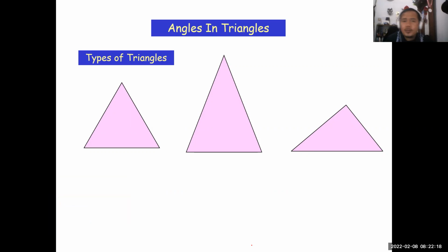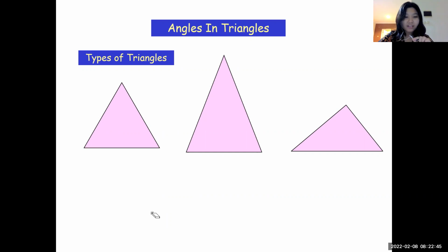Okay, the first one, what do you think? The one on the most left, this one over here. What do you think is the name of that triangle? Idris, do you know what it's called?